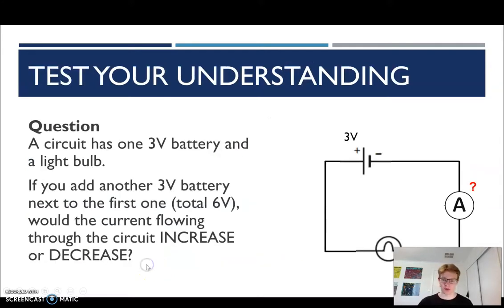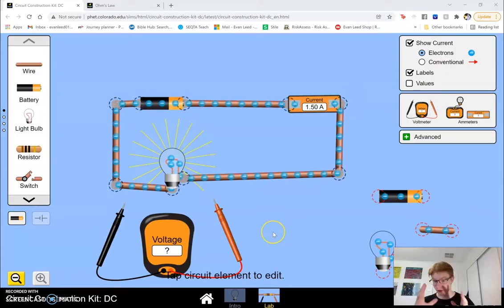Okay, now to test the understanding a bit further, here we have a circuit with a 3-volt battery. The question is, if we've got the current at this state with the 3-volt battery, if we add another 3-volt battery in, so we've got a total of 6 volts, will the current increase or decrease? To test this, I've got this simulation online called PhET. And the brilliant thing with PhET is that we can see the electrons going around. We can see the current. We can see how fast these little guys are going around.